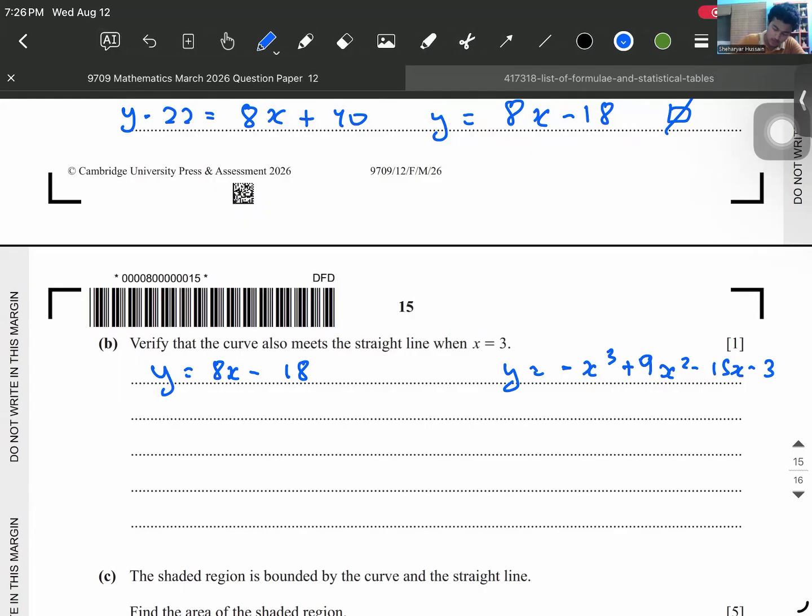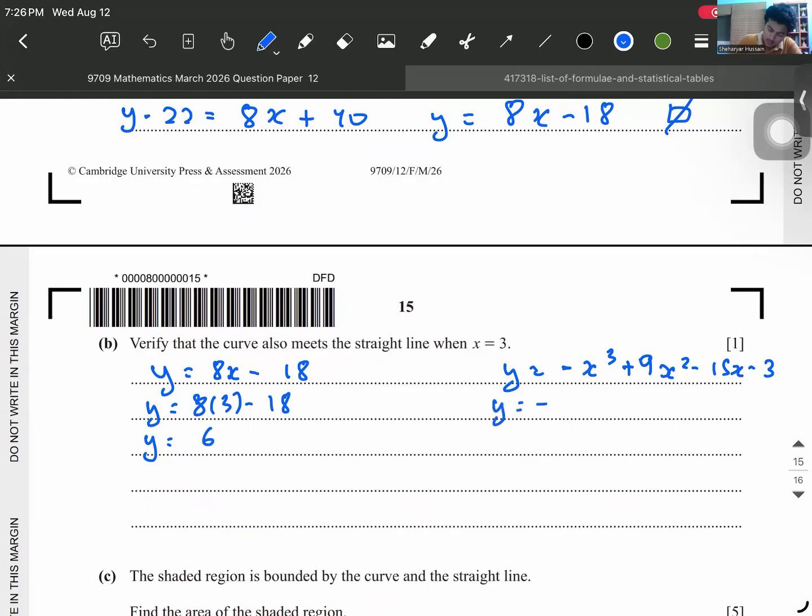Once we plug in the value x equals 3, what are we getting? 8 times 3 minus 18. How much time do we have left? Around 4 minutes. Okay. So this turns out to be y equals 8 into 3, 24. 24 minus 18 is 6.